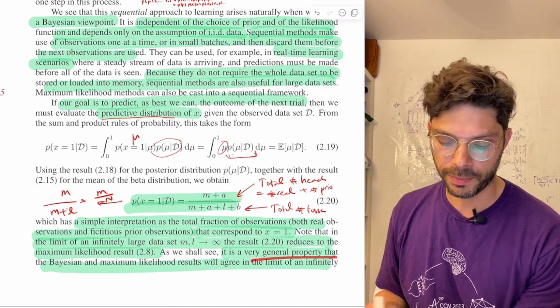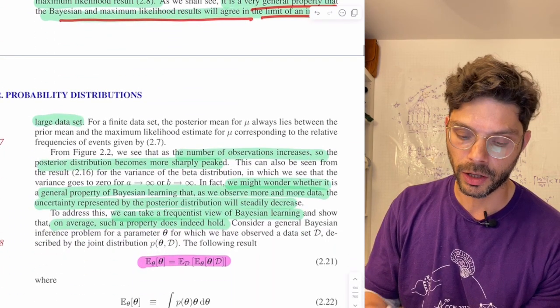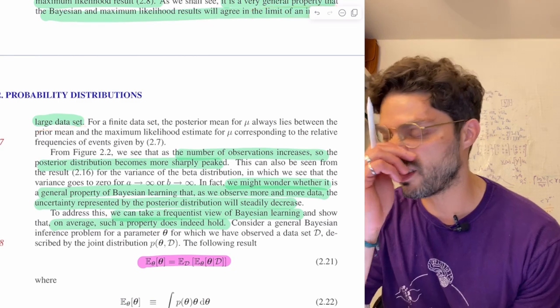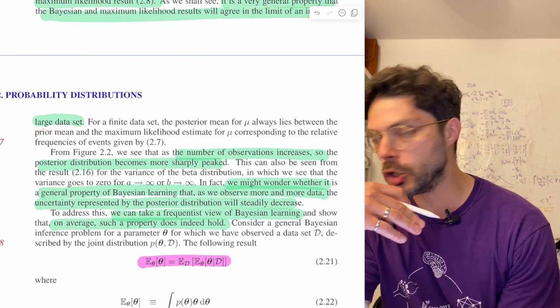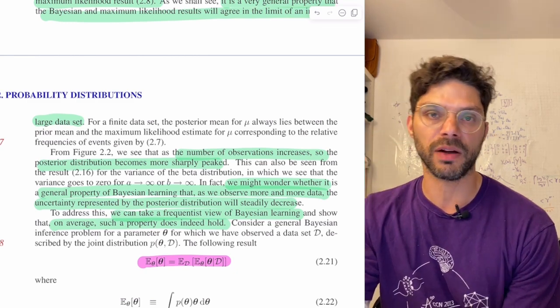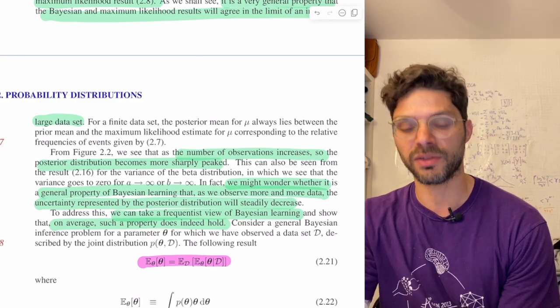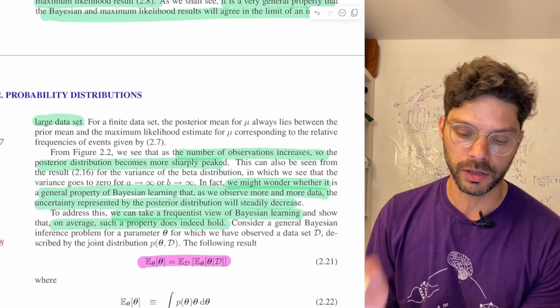And this is a very general property: the Bayesian and maximum likelihood results will agree in the limit of an infinitely large data set. And that kind of makes sense, right? Because your prior is just some prior information you have. But if you observe an enormous amount of evidence, the influence of the prior is going to be very, very small. You've just seen so much stuff that, okay, you maybe have a slight bias from the prior, but you're going to be mostly determined by the likelihood.